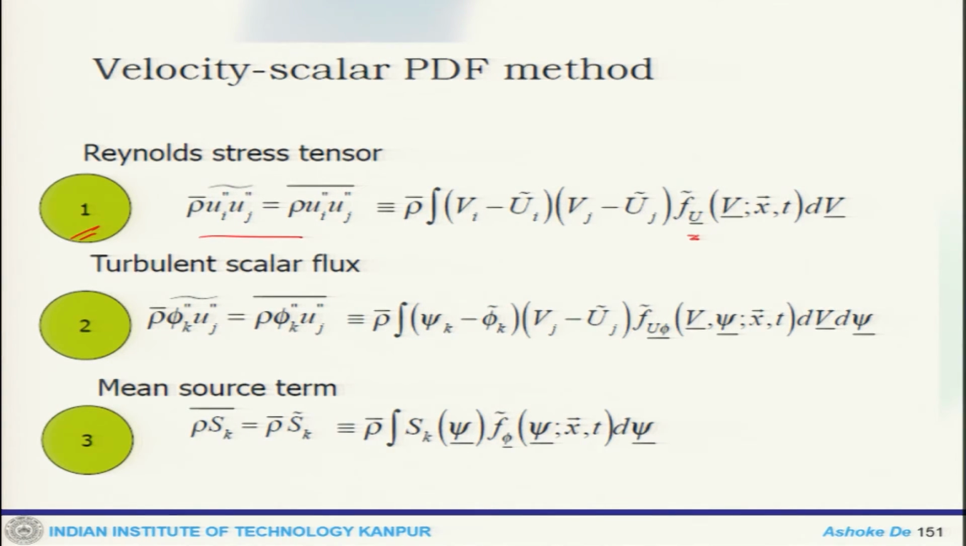That means when you have that PDF distribution function, using that, this is the covariance that we have already discussed. Then the turbulent scalar flux, we use the velocity scalar PDF to close it. So, we do not use any gradient assumption or anything like that to close that term. And finally, the source term, as usual, we close using the scalar PDF.